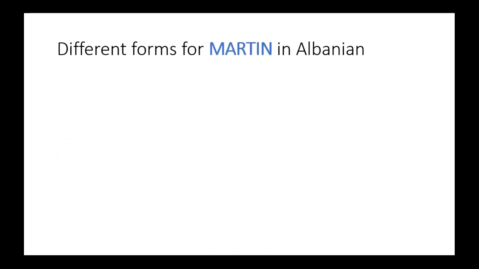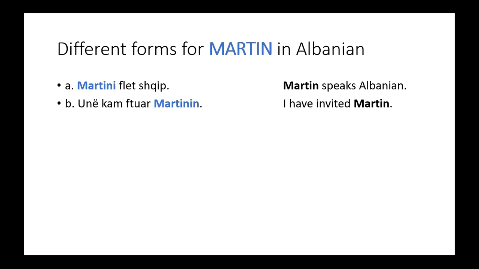And then look at another language like Albanian, for example. Here I'm trying to show what happens to Martin, okay? So Martin is going to be a direct object, indirect object, etc. Look at what happens to Martin. So if Martin is the subject, I want to say Martin speaks Albanian, I would have to say Martini flet shqip. Martini. So Martini is Martin. Now, if I say I have invited Martin, I would say unë kam ftuar Martinin. So notice that Martin became Martinin. So the subject would be Martini. When we have it as a direct object, it would be Martinin.